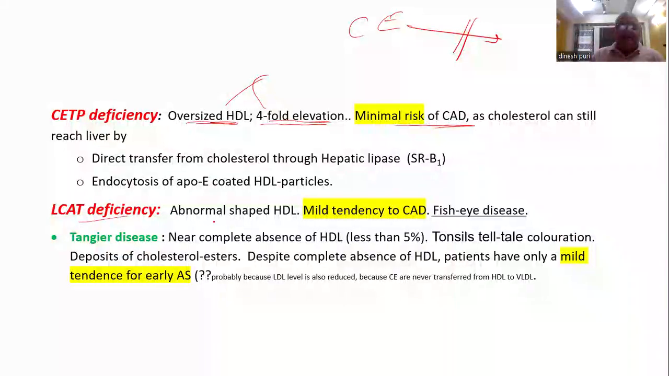LCAT deficiency: abnormal shaped HDL, because here cholesterol ester is not getting formed. Cholesterol ester, as we have said, sinks towards the interior to impart the spherical shape. Why is there only a mild tendency to CAD? And what is Tangier disease? Near complete absence of HDL.